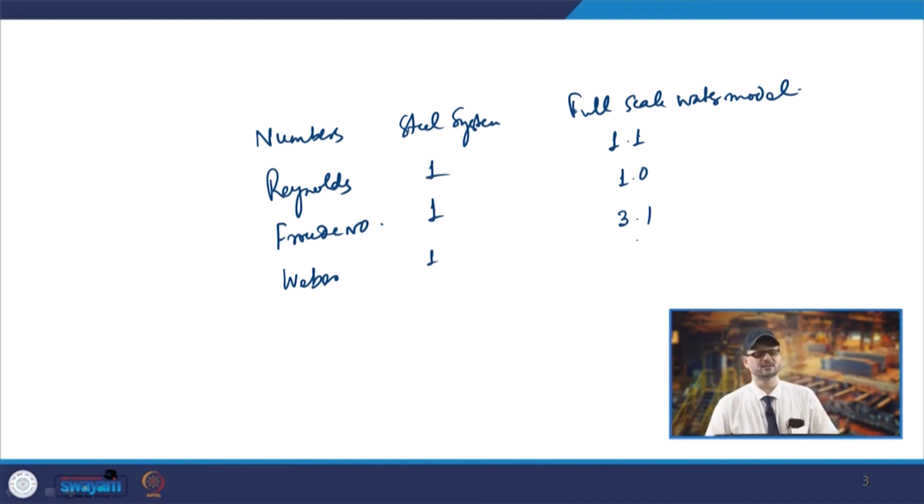So, these numbers need to be kept in mind when you are doing water modeling, and you need to know what numbers should be there for the steel system as well as the full scale model. That can be taken as a reference from the literature, and this is how they typically vary.